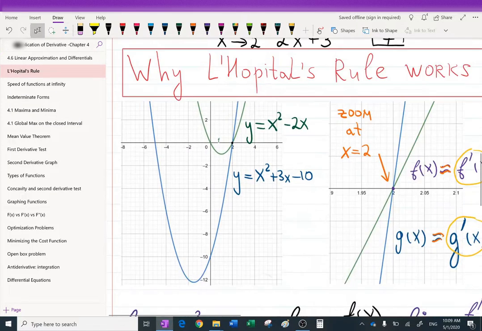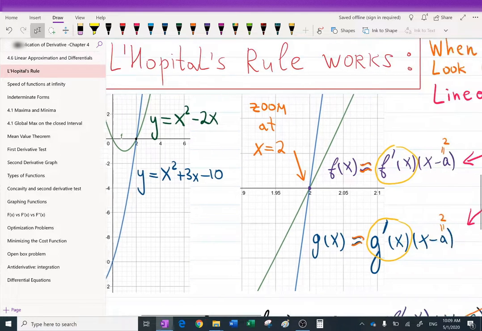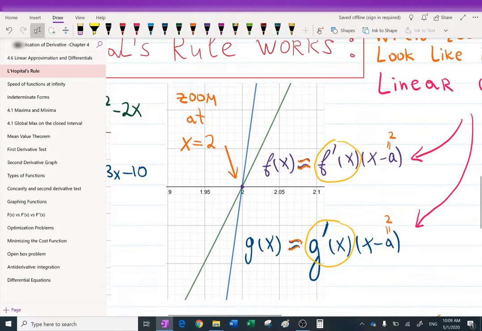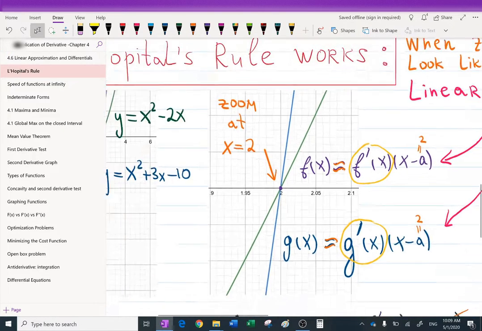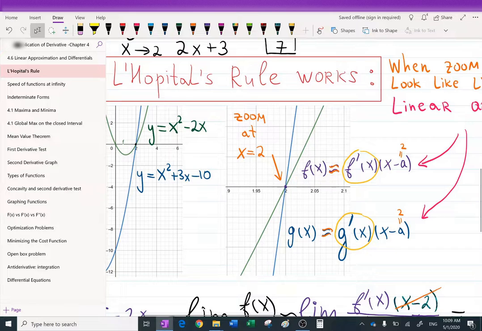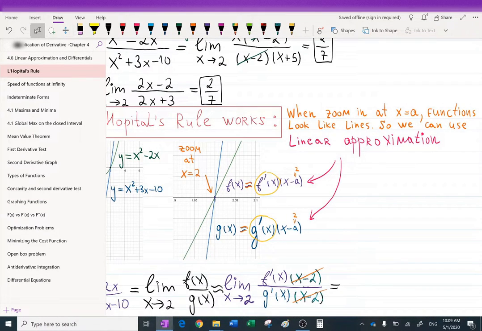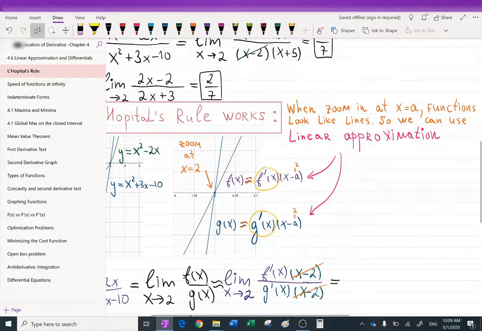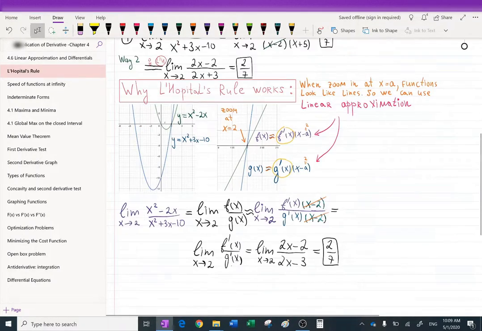And here's the idea. We have two functions and we want to find the limit of the ratio of those functions. Instead, when you zoom in on those continuous nice functions, they look like lines anyway. So that's why we can justify that. You can use linear approximations of those functions, and those are exactly derivatives basically. Basically, the derivative approximates the curved function.